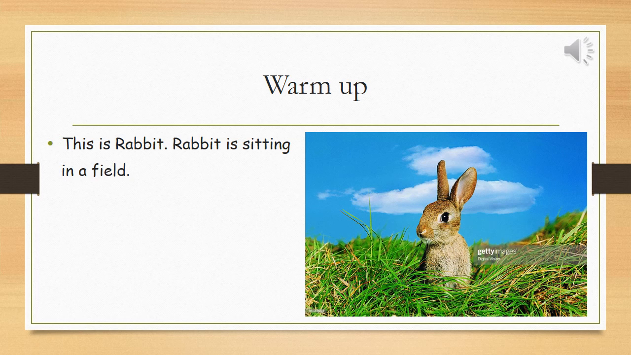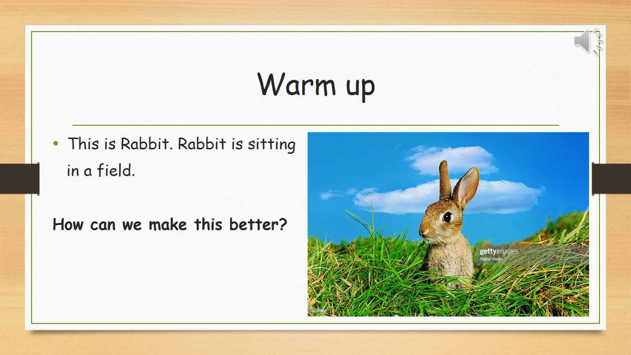Now remember, today our success criteria was to make sure that we've got capital letters and full stops in, so make sure you've got them in the exact same place as me. Now, is this all that's happening in the picture? Do we just have a rabbit sitting in a field? Or can we make this better? Can we make our introduction to our rabbit even bigger? Can we make it more exciting? Or do we just leave it as this is a rabbit, the rabbit is sitting in a field? What do you think? Can we make it better?